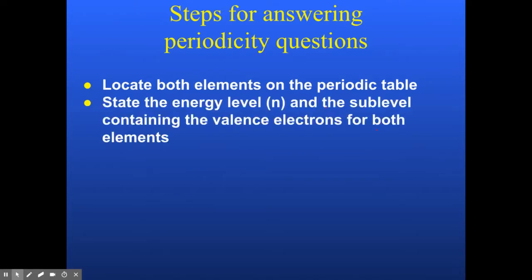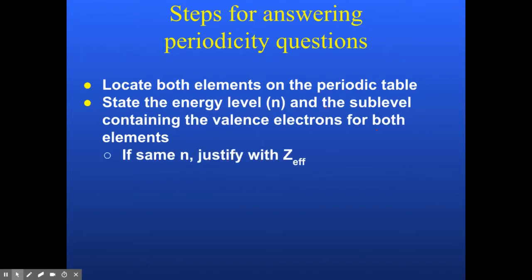All right. Now, steps for answering periodicity questions. Locate both elements on the periodic table. You want to talk about the energy levels. Where do they have valence electrons? On what energy level is it? And what sublevel, because that can make a difference. And do that for both elements.